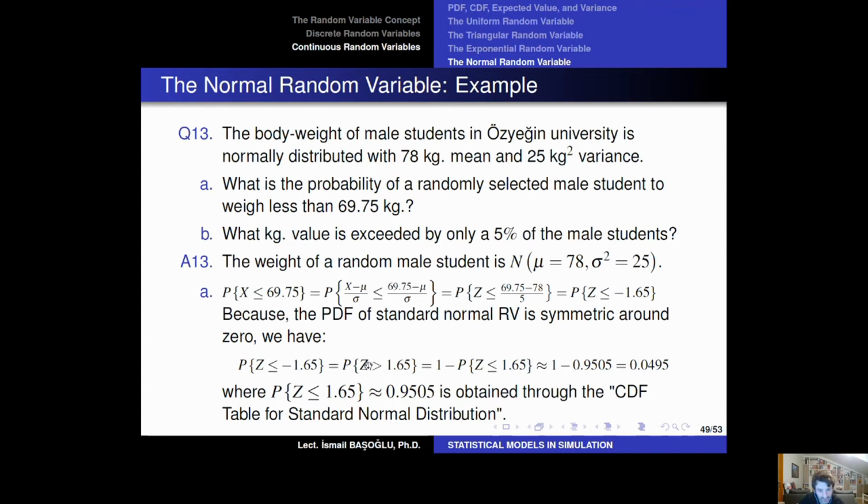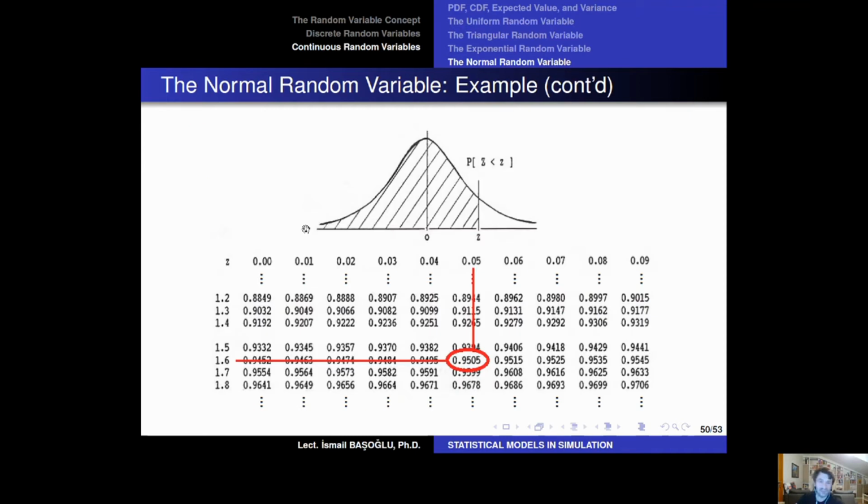And that probability, the probability of Z being greater than 1.65, can be computed by using its complement event. So we subtract the cumulative probability for the standard normal random variable to be less than or equal to 1.65 from 1, and that probability is going to be searched through the CDF table for the standard normal distribution. Now, we have this CDF table uploaded in the learning management system.